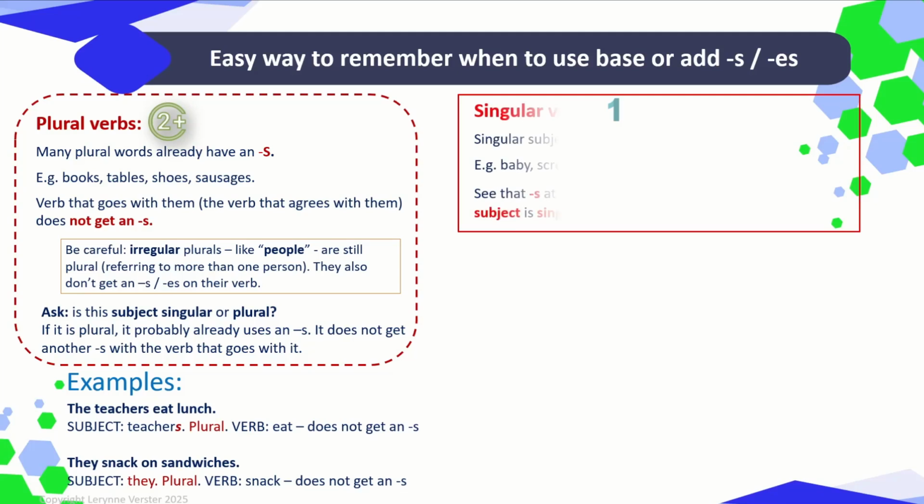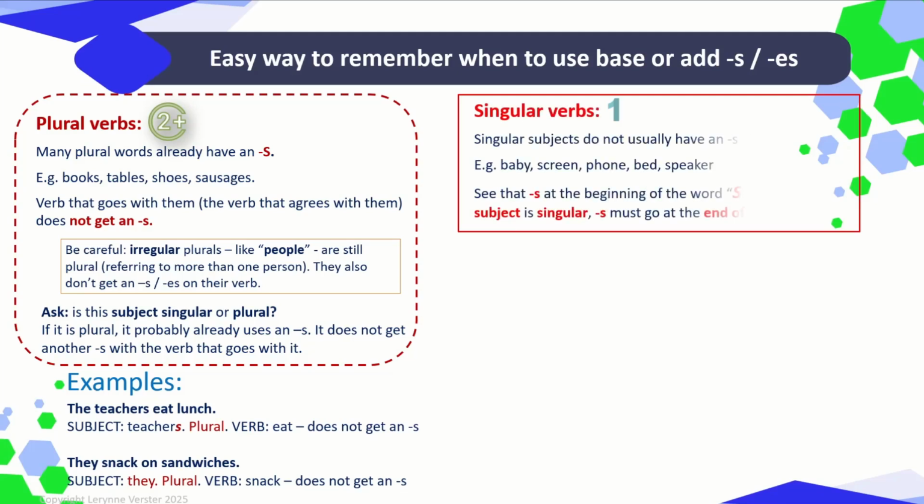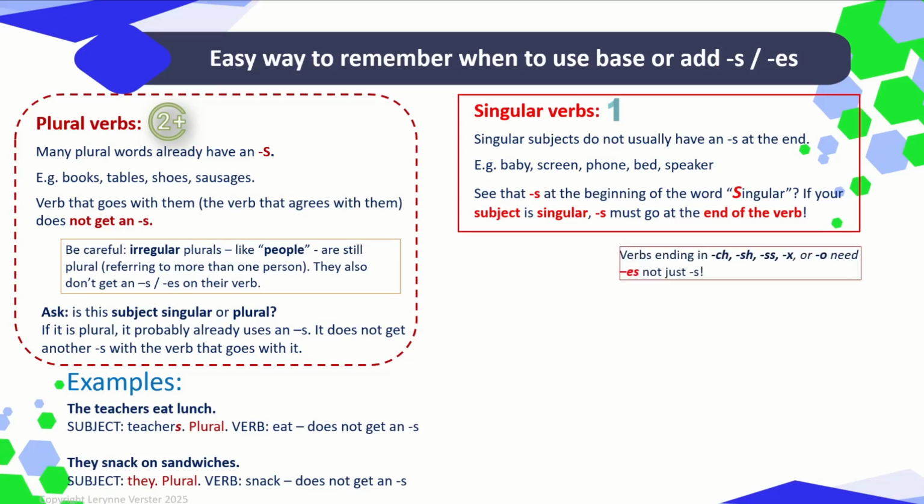But what if the subject is singular? There is only one person or thing referred to. Singular subjects do not usually have an s at the end. For example, baby, screen, phone, bed, speaker. Do you see that s at the beginning of the word, singular? If your subject is singular, that s must go at the end of the verb. Remember, some verbs need es instead of s. Why? Because verbs ending in ch, sh, ss, x, or o need es.